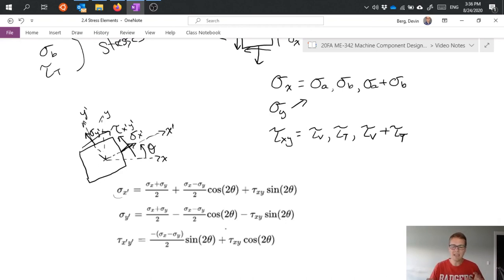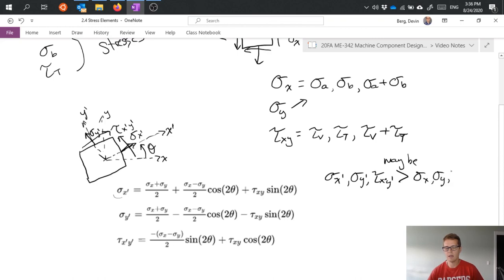And the key thing here that we need to know is that my sigma x prime, sigma y prime, tau x prime y prime may be greater than sigma x, sigma y, tau xy. So if I really want to understand the state of stress in my system, I need to know what those maximum values are. And some of you are probably already ahead of me and you say, well, we can't possibly analyze every possible angle, right? I mean, you could rotate it all the way around. Luckily, it's symmetric, so you'd only have to rotate it 180 degrees. But that's a lot of equations to calculate.